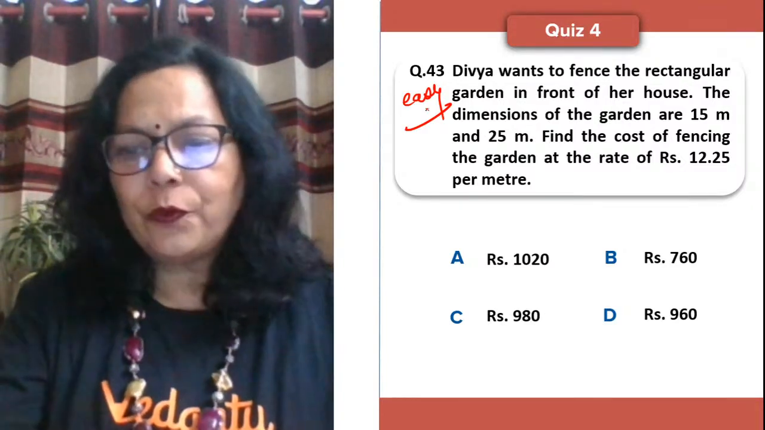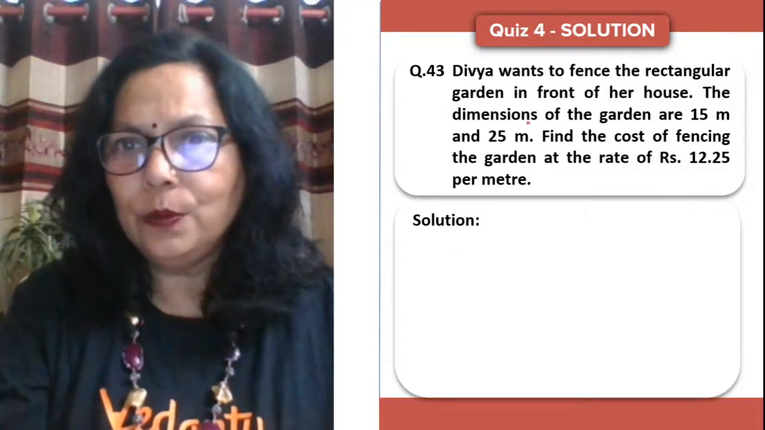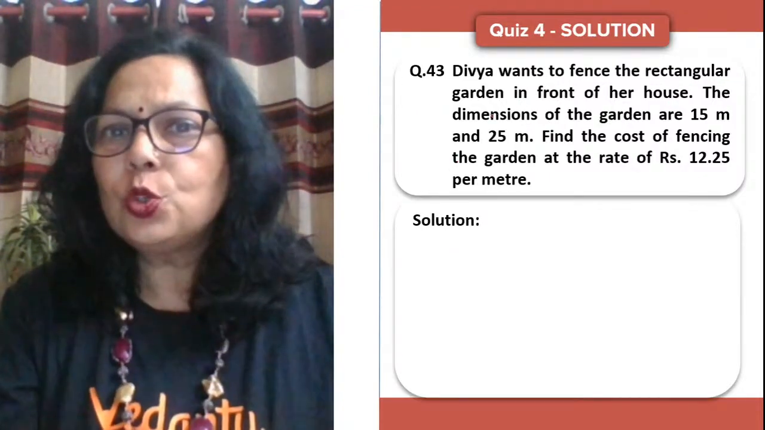So Divya wants to fence the rectangular field. Children are saying C, and it is correct. 980. How? She wants to fence.